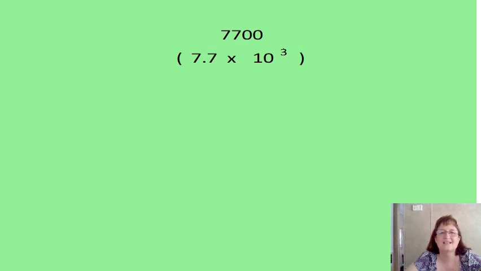We start at the end and we count over 1, 2, 3, and our answer is 7.7 times 10 to the 3rd power.